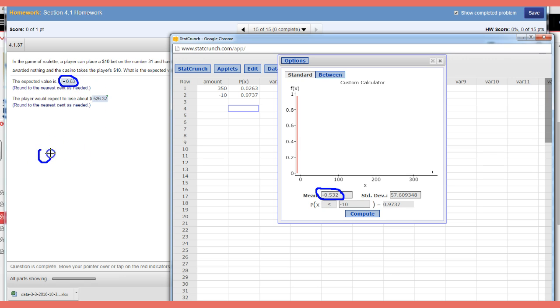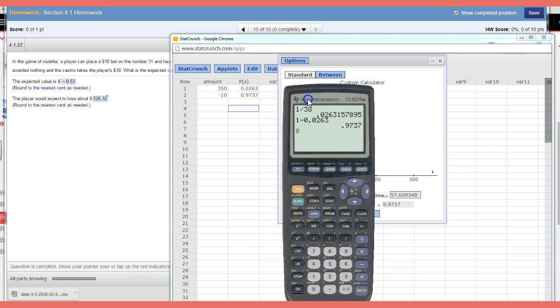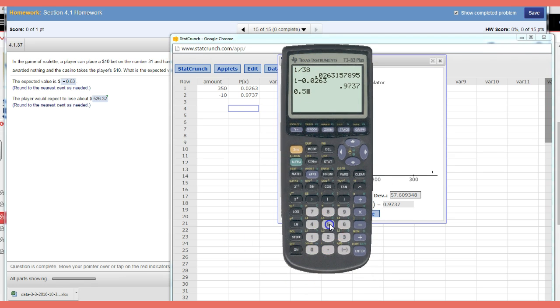But how many games do I play? 0.53 times, I play 1,000 games. You know what? This is not working. Let me do it on the calculator. So 0.53 times 1,000 gives me 530. So the amount of money that I lose is 530, and that is one of your options in the correct answers. So I hope this helps, and see you in class.